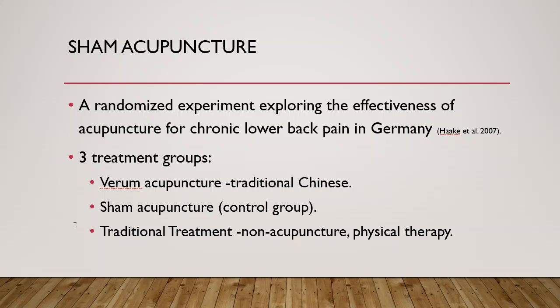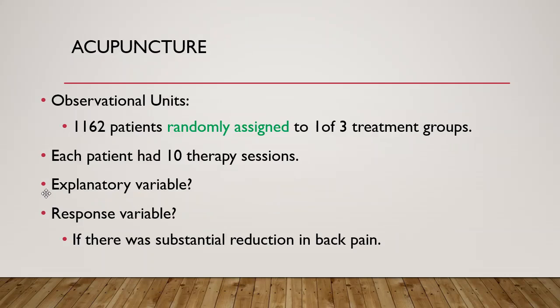And then the question was, did they improve or not improve in their lower back pain? So you can see what kind of data we're getting here. That explanatory variable is the kind of acupuncture they had. There were 3 choices: the real acupuncture, the sham acupuncture, or the physical therapy. And then the response variable is, was there a substantial reduction in back pain or not? That's a yes or no, right? Yes, it improved. No, it didn't. So that's a categorical variable. We're getting yes/no data, so we're going to get proportions, but we'll get proportions for each group, right?